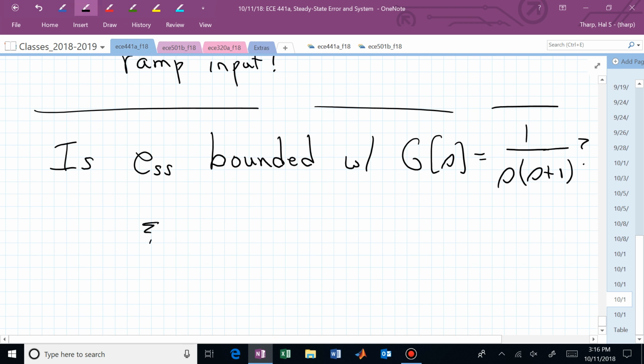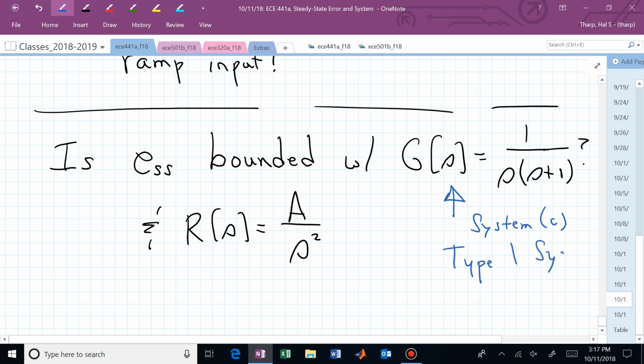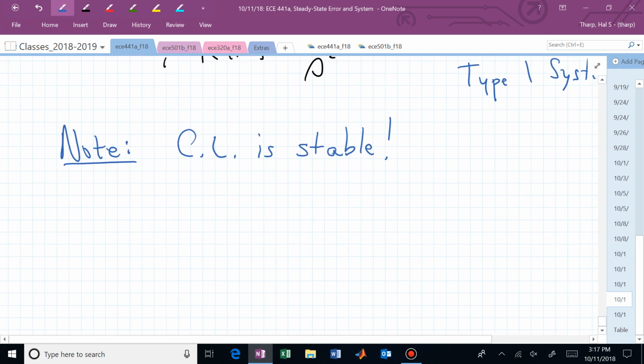And we're going to apply again a ramp input. So in the frequency domain, r of s is a over s squared. This is our system C, which is a type 1 system. And again, we have to make sure that our closed loop system is stable, and it is. Again, we would need to verify that, and we'll talk more about stability with the Routh array and Hurwitz criterion, etc.